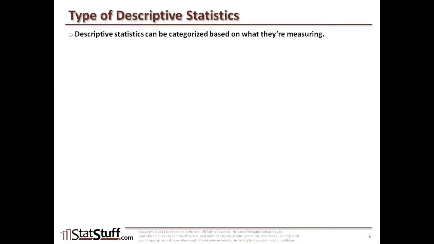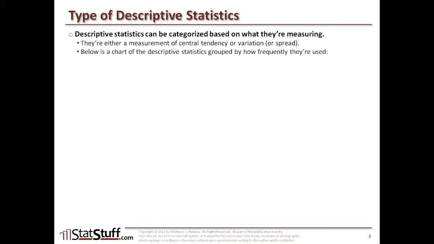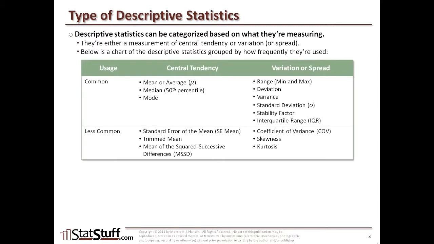Now let's look at two basic types of descriptive statistics. We can categorize descriptive statistics in a couple of ways, and it really depends on what it is that they're trying to measure and how we would categorize it. So it's either going to be based off of whether they're measuring central tendency or whether they're measuring variation or spread. What we're going to go over next is a chart that describes all those different items.